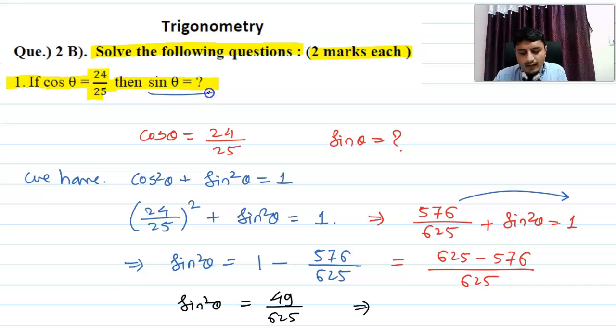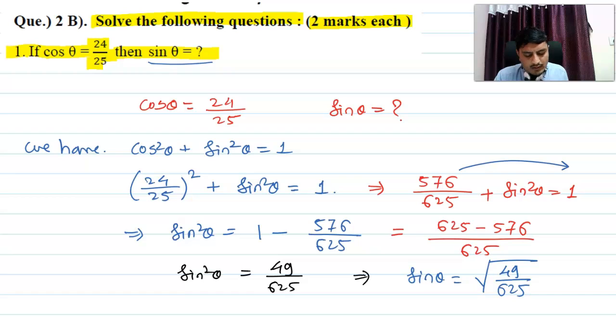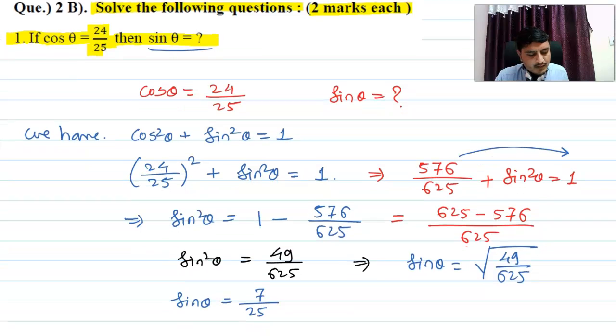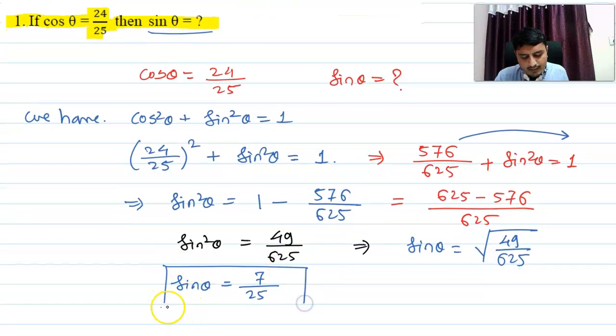Now to evaluate the value of sin theta, taking the square root on both sides to cancel out the squares from LHS, the square root of sin square of theta is sin theta, which is equal to the square root of 49 divided by 625. Once we separate out the square root of numerator and denominator, we are getting sin theta equals the square root of 49, which is 7, over the square root of 625, which is 25. So the value of sin theta is 7 divided by 25.